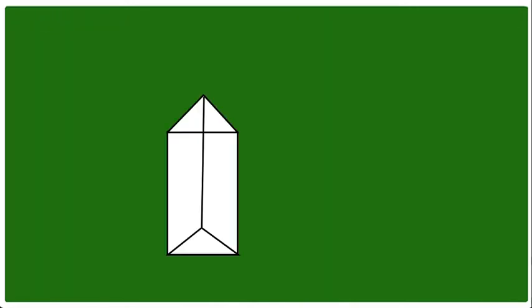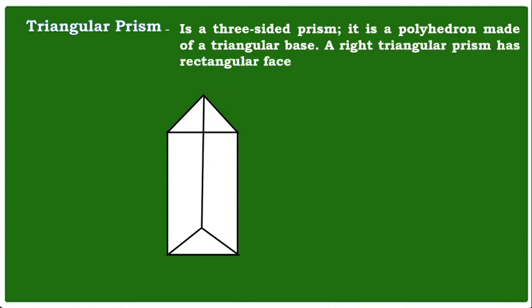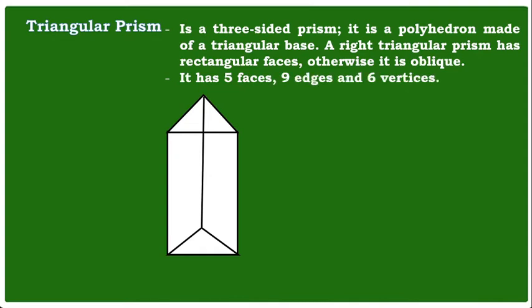How about this figure? Do you think it is a prism? Yes, it is. This type of prism is called a triangular prism. A triangular prism is a 3-sided prism. It is a polyhedron made of a triangular base. A right triangular prism has rectangular faces. Otherwise, it is oblique. It has 5 faces, 9 edges, and 6 vertices.